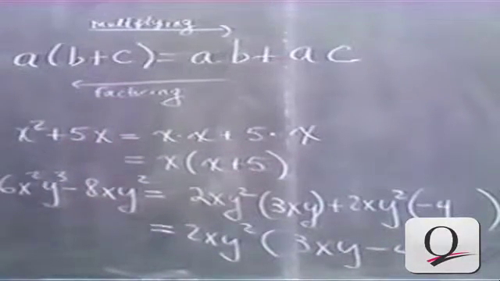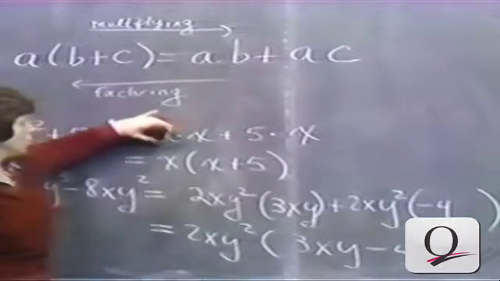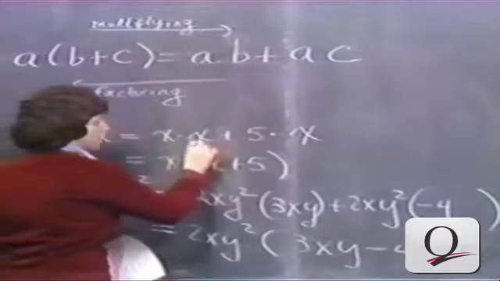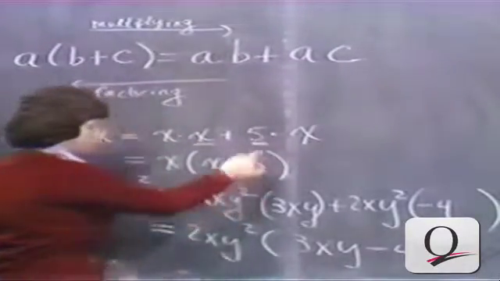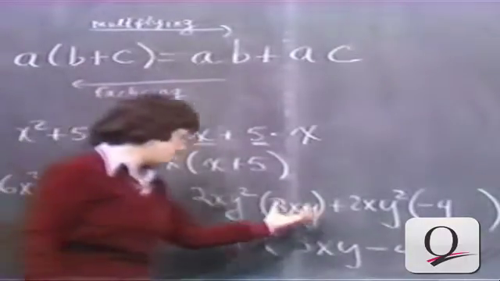Notice this is just like the preceding problem. There, the only thing they had in common was x. We took it out and after we took out the x, we were left with x and 5. And here, after we take out the 2xy squared, we're left with the 3xy and the minus 4.